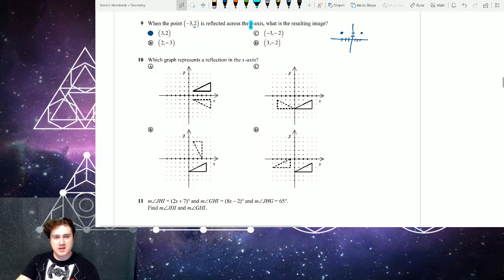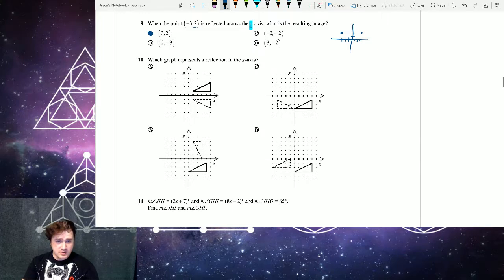Takes us to number 10, which is a reflection over the x-axis. So the x-axis is the horizontal axis. So we need to figure out which one's flipping over the x-axis. So A, we got the top one, goes down to here. Looks like a possible flip, and that is the correct axis. So that's a possibility. And let's just double check that we don't have anything else.